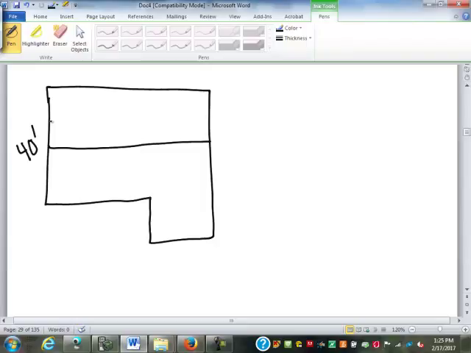So we're going to do an L here. The main roof side has a 40-foot span and a 6/12 slope. The L roof side has a 28-foot span, and its ridge matches the main roof ridge.